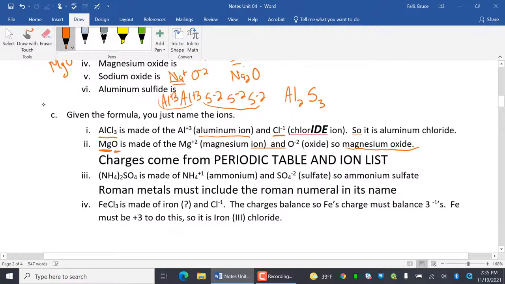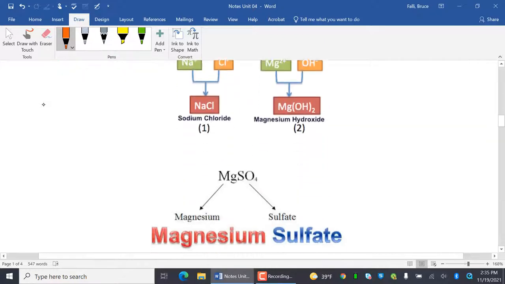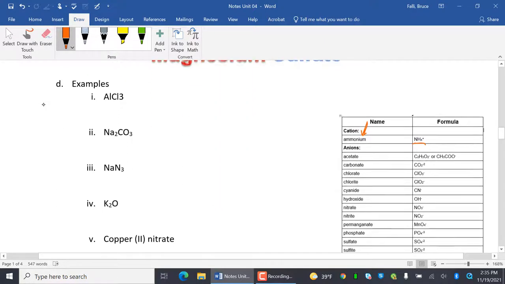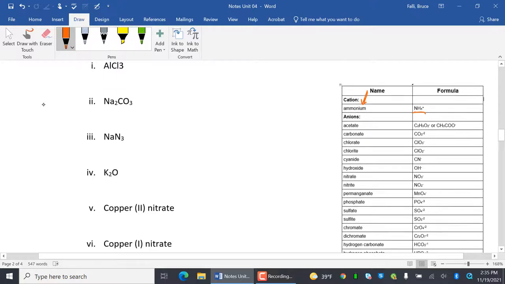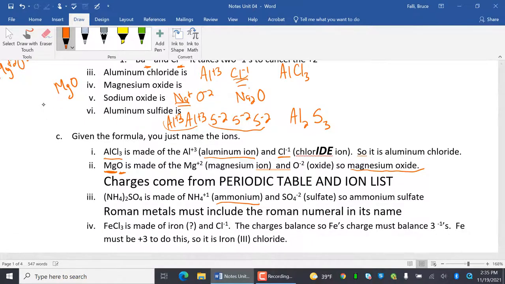Right? So when I see NH4)2SO4, I see that's going to be ammonium. And when I see SO4, I look at my little ion list again. SO4 is sulfate. So I'm looking at ammonium sulfate. Okay. So you can see already how memorizing these helps. If you know that NH4 is on the list, you can go to the list and find that.